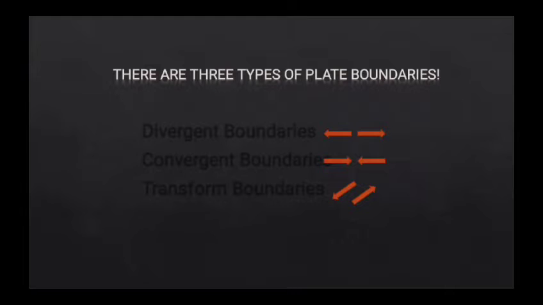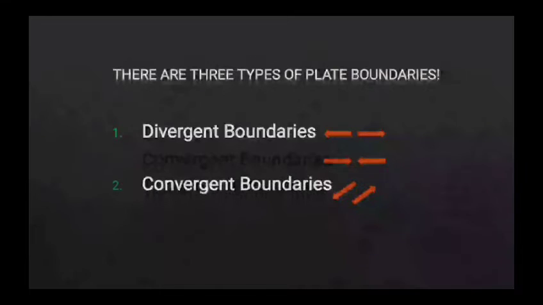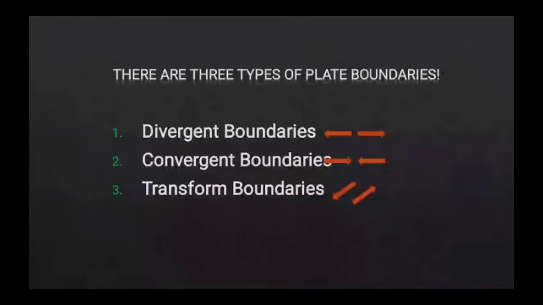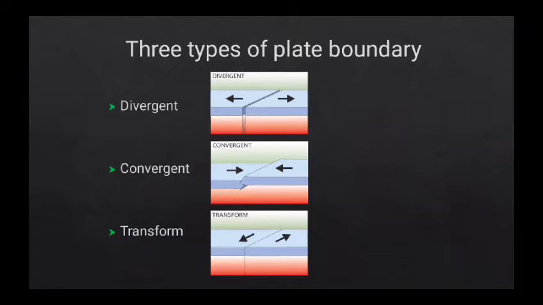There are 3 types of plate boundaries. Ano-ano nga ba yung tatlong types ng plate boundaries? Una, divergent boundaries. Second one, the convergent boundaries. And the third one is the transform boundaries. So, ayun nga, makikita natin yung divergent, convergent, and transform boundaries. Makikita natin ang kanilang iba't ibang movement. So, yung isa, nag-pull apart. Yung isa naman, collide.